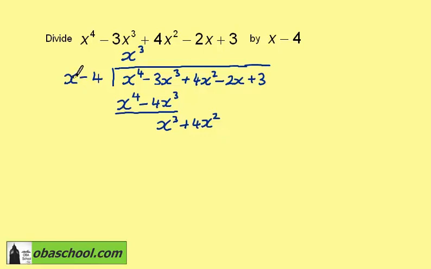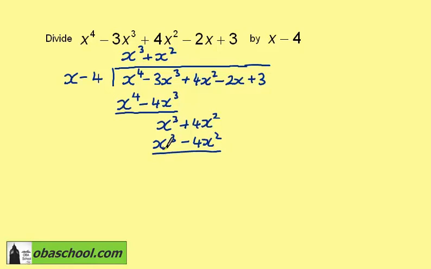The next step is to look at x and say, what do we multiply it by to get x cubed? Clearly x times x squared is x cubed, so we write down the x squared. We now do x squared times x, which is x cubed, and then x squared times minus 4, which is minus 4x squared. Once again we subtract.